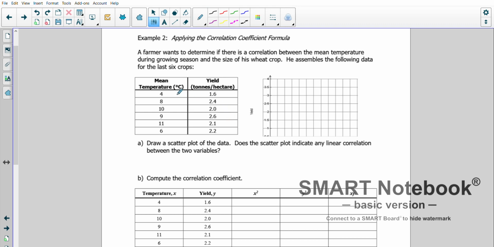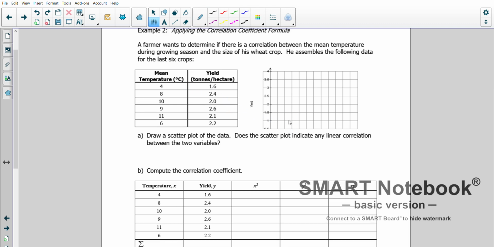So mean temperature is 4. I don't know what happened here. My graph's cut off. Hopefully yours isn't. So I'm going to assume these go up by 1. 1, 2, 3, 4. And 1.6 would be like right here. Maybe we'll make that a little thicker. Okay, 8, 5, 6, 7, 8, and 2.4 would be about here.